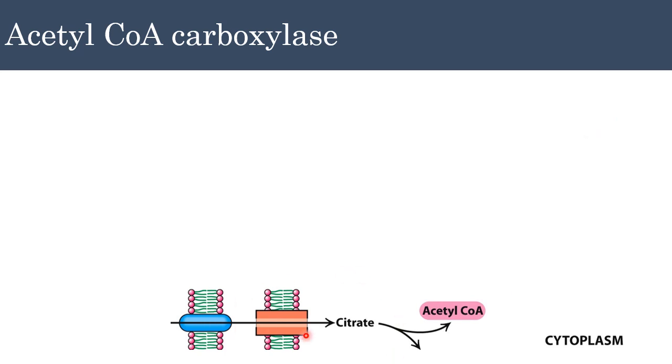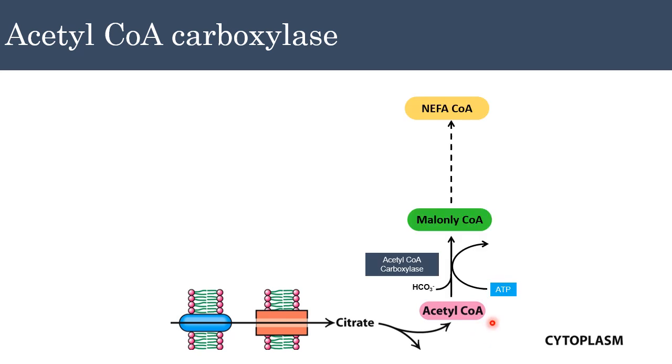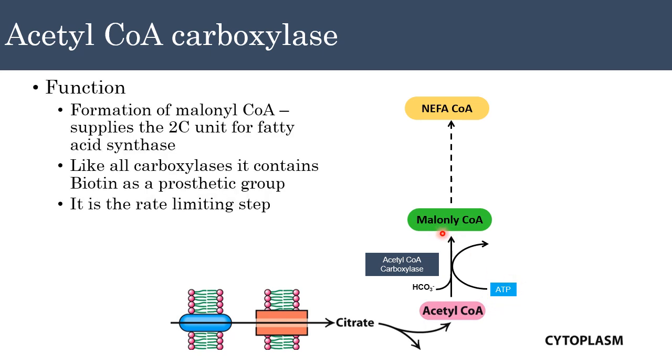So we've got this citrate and acetyl CoA now in the cytoplasm, and now we need to form malonyl CoA. That's through the catalyzed reaction of acetyl CoA carboxylase. It uses bicarbonate coming in, and we're using ATP as well to form malonyl CoA. The function is the formation of malonyl CoA, and it supplies 2 carbon units for fatty acid synthesis.